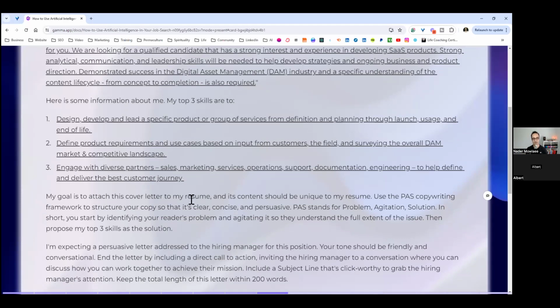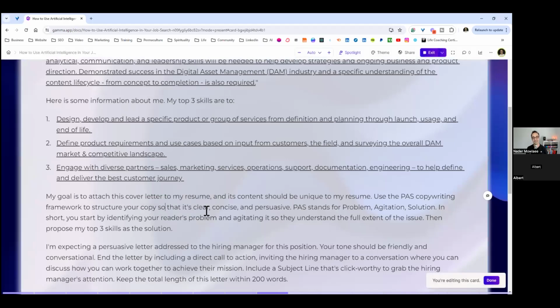We want to attach this cover letter to our resume, the content. And its content should be unique to your resume. There's a different copywriting framework we're going to use. So you need to prompt AI to use the PAS copywriting framework to structure your content so that it's clear, concise, and persuasive. And the PAS framework stands for Problem, Agitation, Solution, which is a powerful communication framework that you need to use.